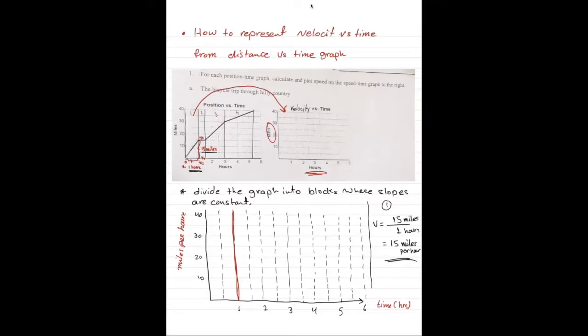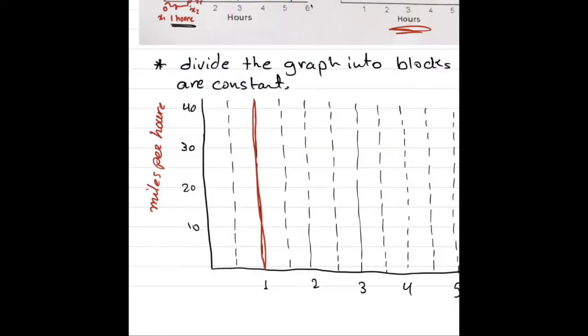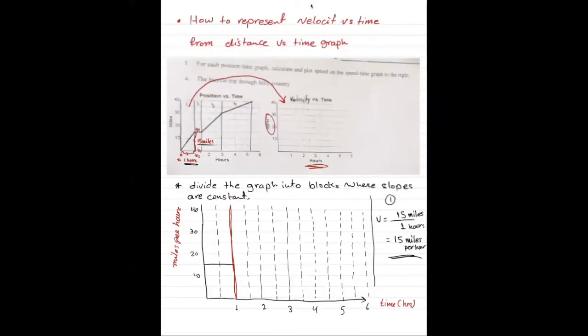How are we going to put it on the graph? We already mentioned that it's just going to be a horizontal line. And that's because velocity is constant. So we'll go to the graph. And 15 will be right here. And we just transformed the first block from position time graph into velocity time graph.